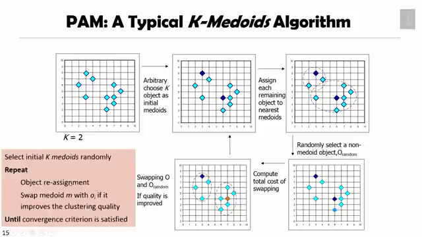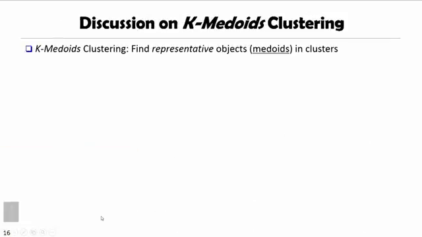So what is listed here is that we initially select K-Medoids randomly. Then we do object reassignment. Then we try to swap Medoid M with the random non-Medoid object O sub I if it improves the clustering quality. Then we do it again and again until the convergence criterion is satisfied. So this is just a simple execution to illustrate the ideas of K-Medoids and how it is executed. K-Medoids clustering essentially tries to find K representative objects, or Medoids, in the clusters.